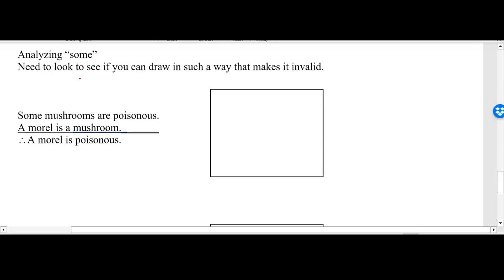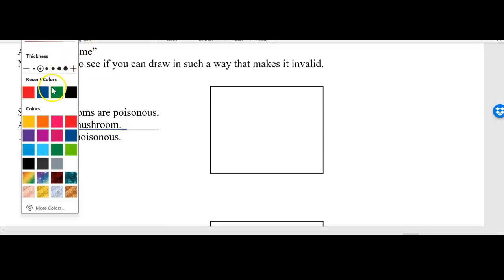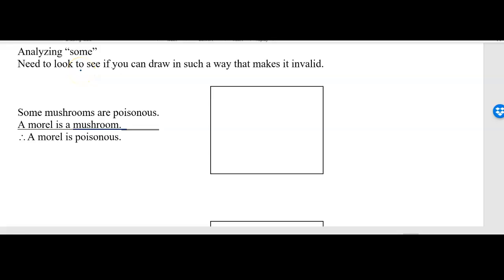Now let's try a couple of examples when we're adding the word some, because that's a little different. I find all is a little easier because you can put them all in one circle. This one is going to be a little more work. Some mushrooms are poisonous. Let's just start with that. Here's how we do the some. Here's one circle, and we'll call that poisonous. Because some mushrooms, not all mushrooms, are poisonous, we're going to do an overlapping circle.